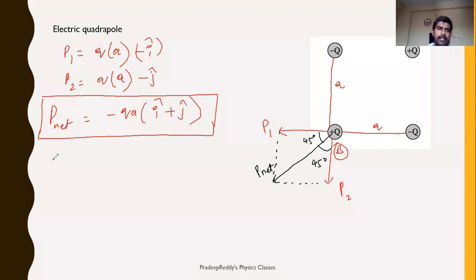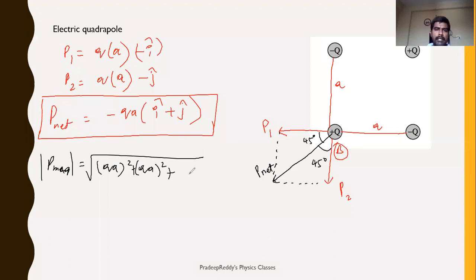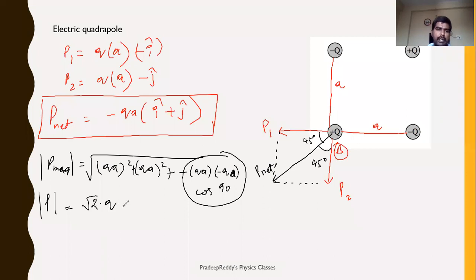Or if you want to find out P magnitude, what you will do? Simply take down this QA whole square plus QA whole square plus minus of QA into cos of, what is angle between these two? Cos 90. Cos 90 will be however 0. So this total part becomes 0. What is left over? Remained is this. So P magnitude will be equal to QA square plus QA square, that is root 2 times QA.